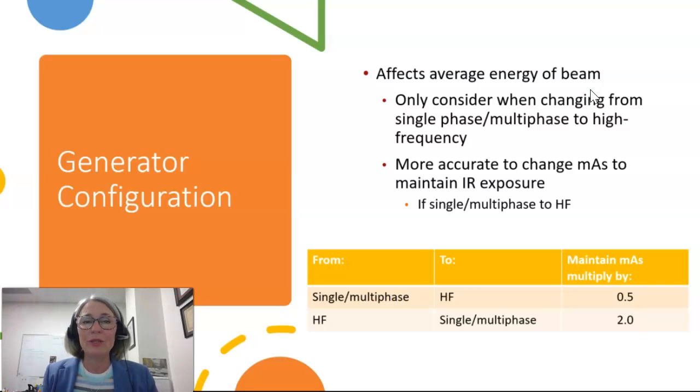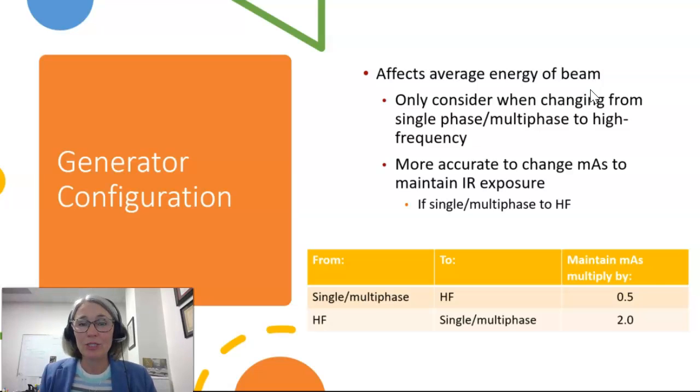If we go from single or multi-phase to high frequency, what you're going to do with your mass is multiply it by 0.5, right? So we're going to take it down, okay? We're going to get a lot more photons coming out of a high frequency, so we need to reduce our mass by 0.5, so half. With a high frequency to a single or multi-phase, you're going to multiply by 2. You're going to take it up 2 times what it would normally be.